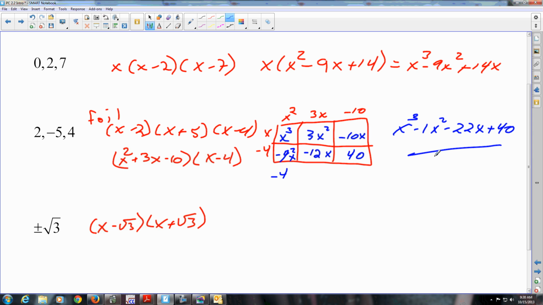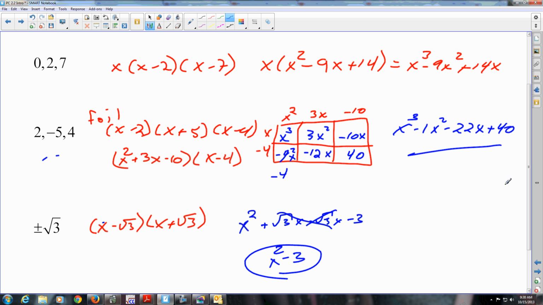Okay, the next one, if you need to, FOIL it. So that would be x squared, then plus the square root of 3x minus the square root of 3x, which you see cancel out. And then square root of 3 times the square root of 3 is 3, but one's positive, one's negative, so minus 3. So x squared minus 3 would be your final answer.